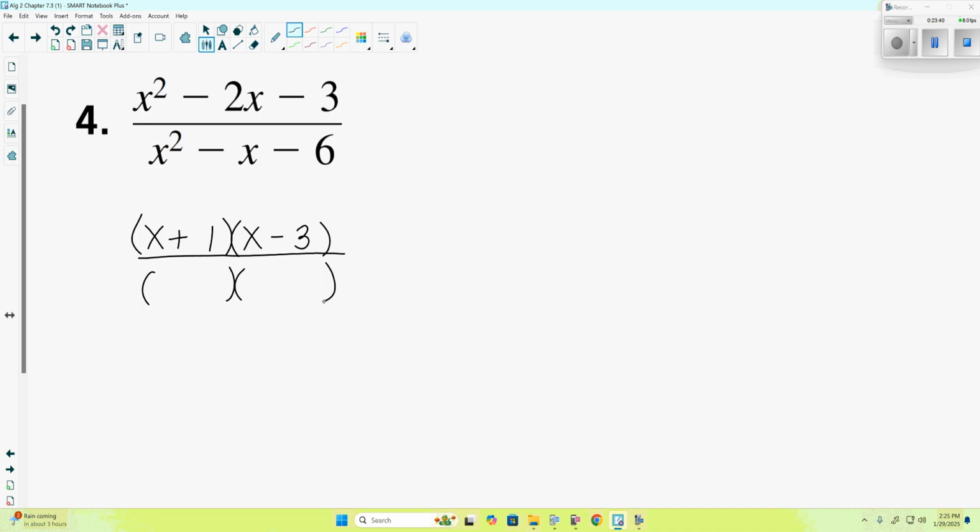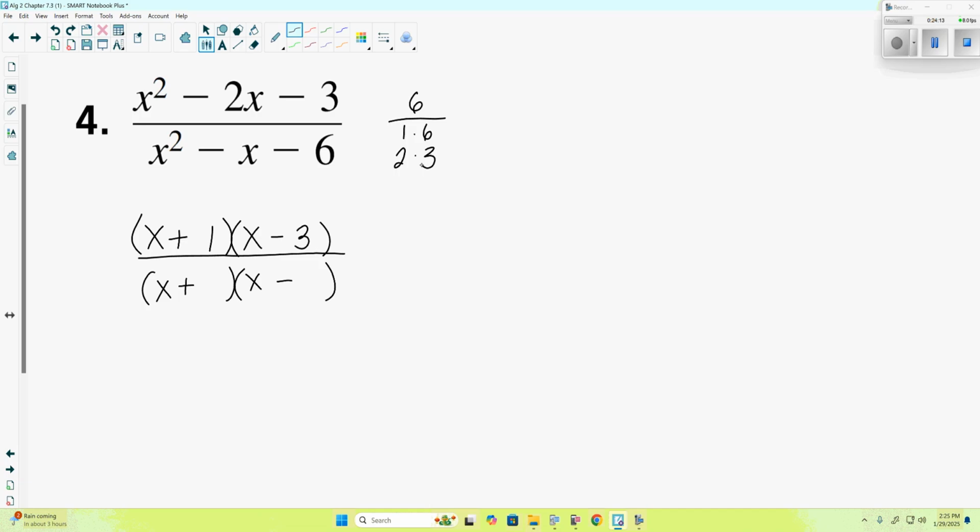On the bottom, x squared, x, and 6, there is no greatest common factor. So the signs are opposite, plus and minus. Our factors of x squared are x and x. Now the factors of 6 are 1 and 6 or 2 and 3. Well, we're going to need to either match up with x plus 1 or x minus 3, yes? So 1 and 6 or 2 and 3. Which one do we want to try first?